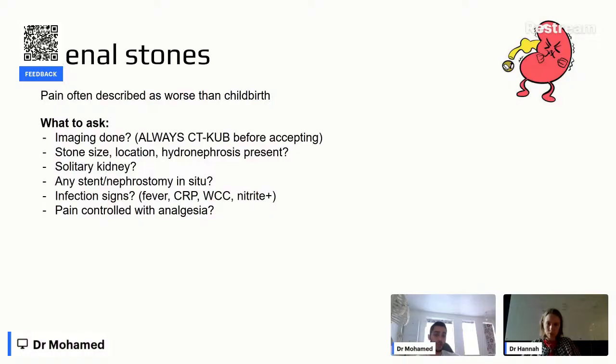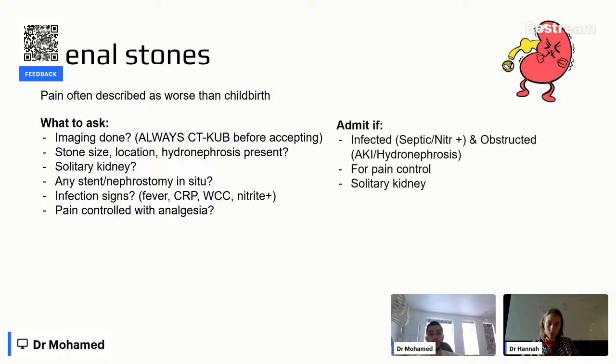If it's not, provide them with that. And of course, what you're going to do is give them appropriate analgesia. So typically we give PR diclofenac along with, of course, oral or IV paracetamol. If they need Oromorph, then give that to them, whatever they need basically to get on top of the pain, because like I mentioned, it is not very pleasant.